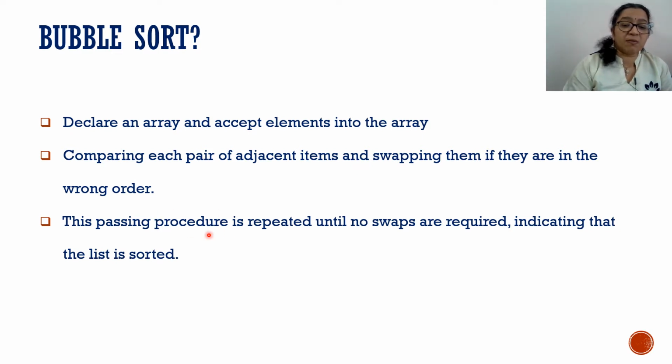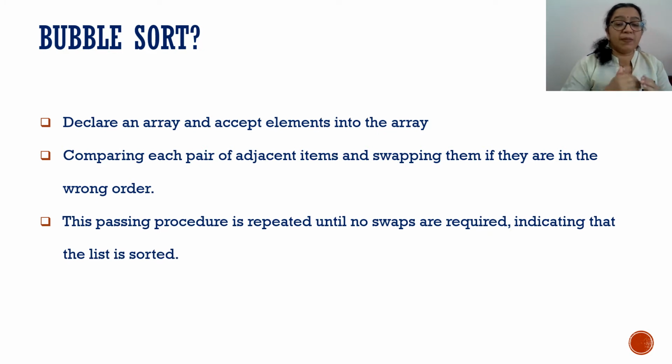So this passing procedure is repeated. We want to repeat this process until no swaps are required. That indicates that the list is sorted. If there is no swap, it means all the elements are sorted now. Understood? This is called bubble sort.